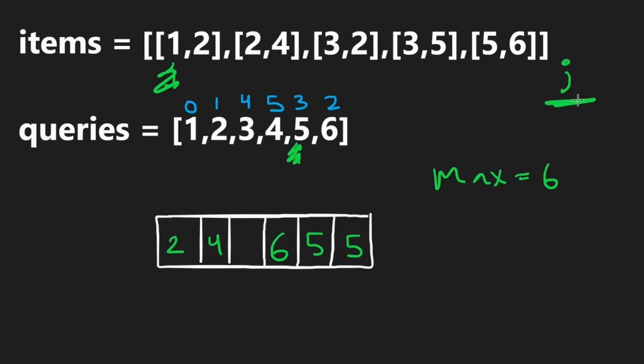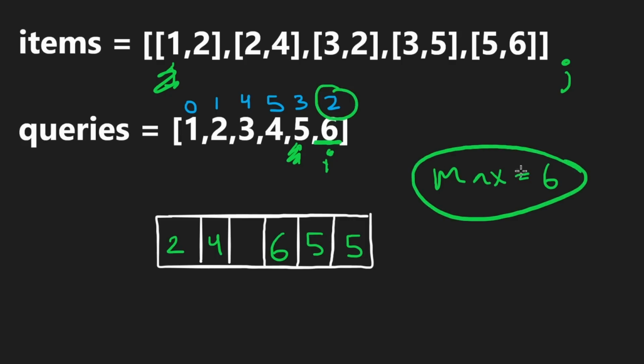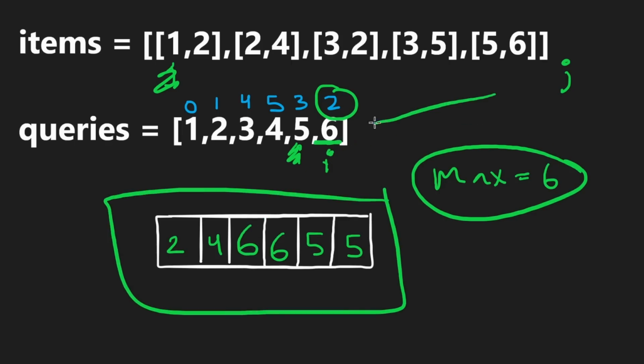Just because J is out of bounds doesn't mean we stop answering the queries, because we have to answer all of these. So now I'm going to have my I pointer here, 6. We're out of bounds, no items to look at anyway, but that's okay because our max tells us the answer to this query anyway. So 6 is what we're going to put in index 2. This would be the solution for this example.